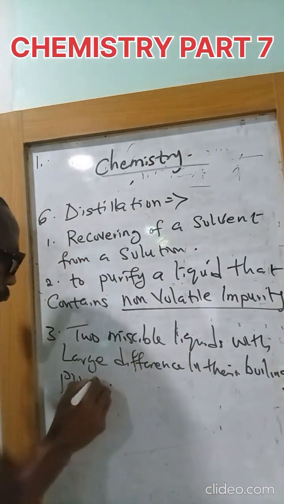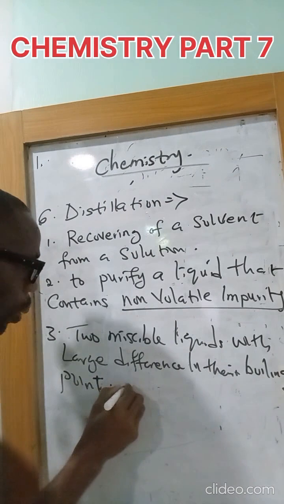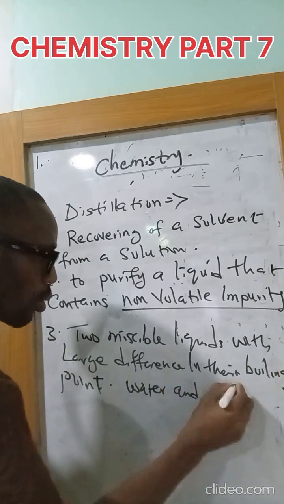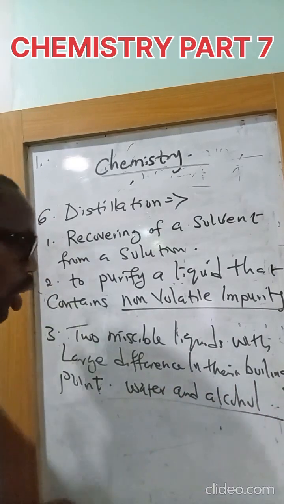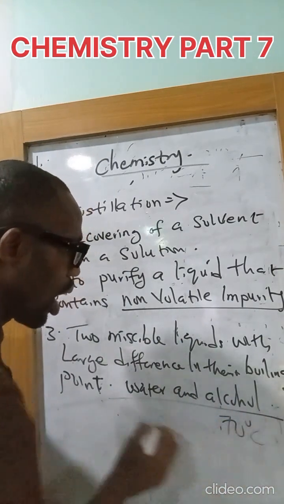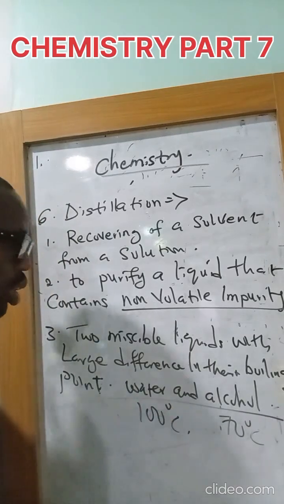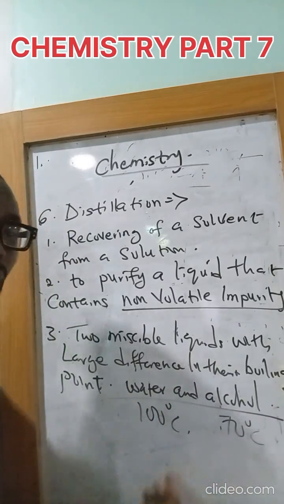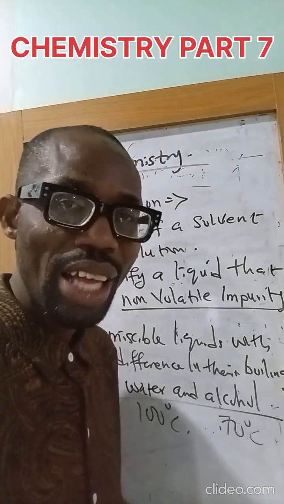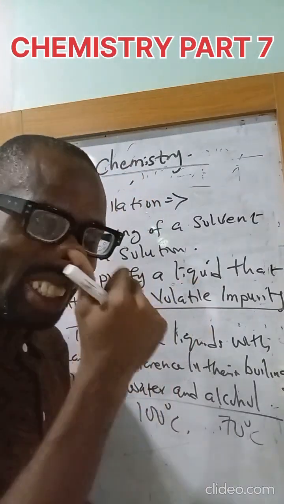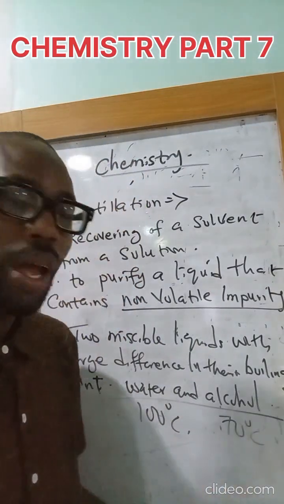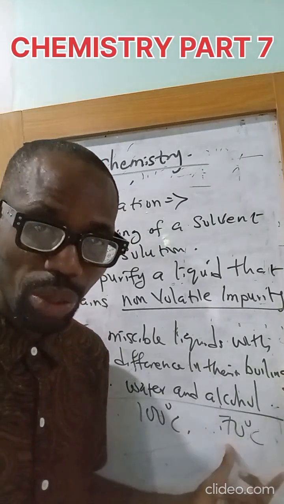The separation of alcohol and water. Distillation is used to separate water and alcohol. You notice that the boiling point of alcohol is 70 degrees Celsius, and that of water is 100 degrees Celsius. You can see there's a large difference in their boiling points. Both of them are heated in a distillation flask, and therefore they vaporize. But the alcohol will vaporize first, and it will distill first before the water because of its boiling point. Do you understand what I'm talking about?